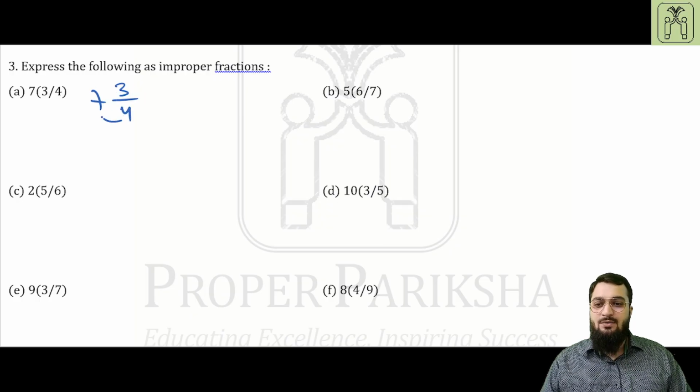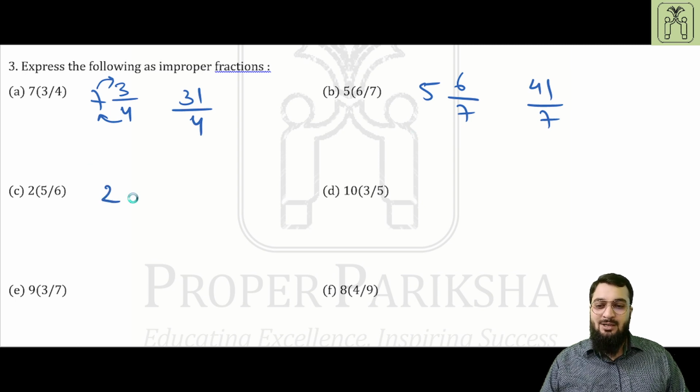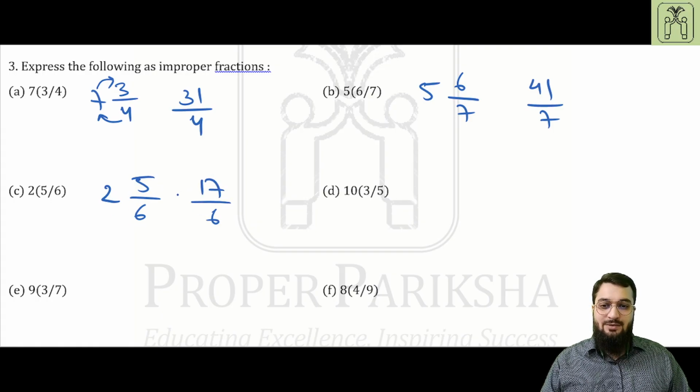So 7 3 by 4 will be, you can rewrite it as 7 3 by 4, and 7 fours are 28, and plus 3 will be 31 upon 4. Similarly, 5 6 upon 7 will be written as 5 6 upon 7. 7 5s are 35, plus 6 will be 41 upon 7. Similarly, 2 5 by 6 will be written as 2 whole 5 upon 6, and 6 2s are 12, plus 5 is equal to 17, and this will be written as 17 upon 6.